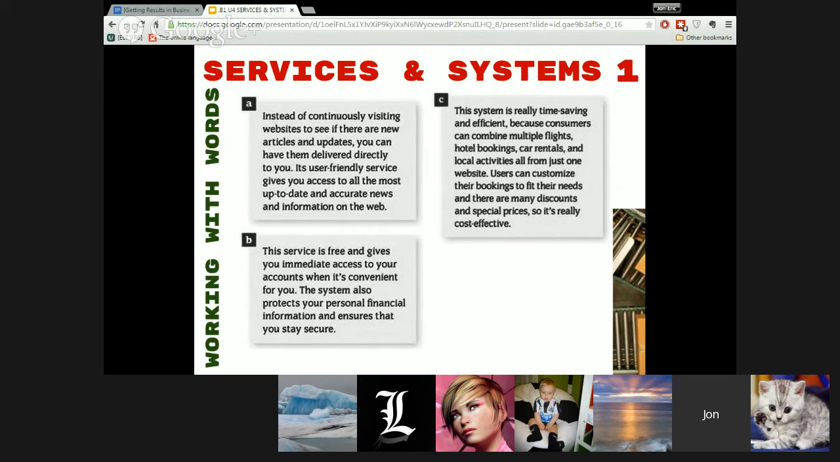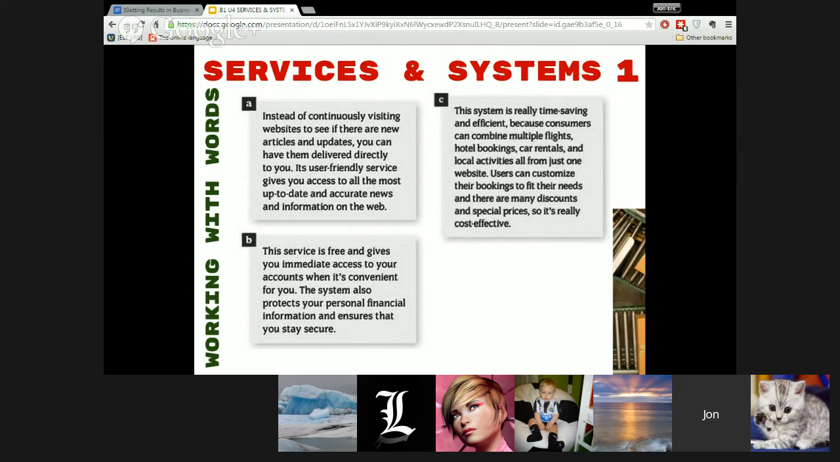Tell me, what words do you think are keywords to attract customers? What kind of friendly? Friendly service.